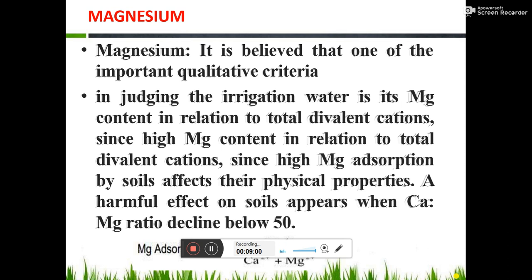Then magnesium. It is believed that one of the important qualitative criteria in judging irrigation water is its magnesium content in relation to the total divalent cations. Since high magnesium content in relation to total divalent cations affects the physical properties of soils, a harmful effect on soil appears when calcium plus magnesium declines below 50.